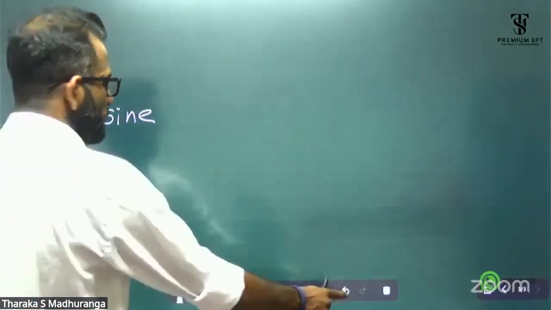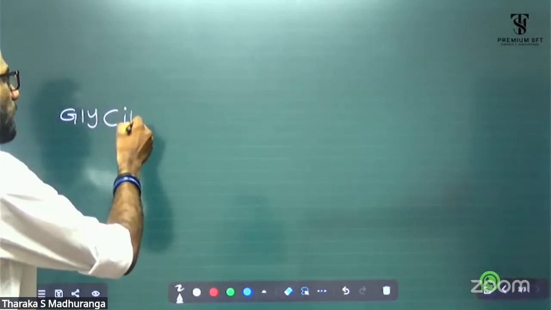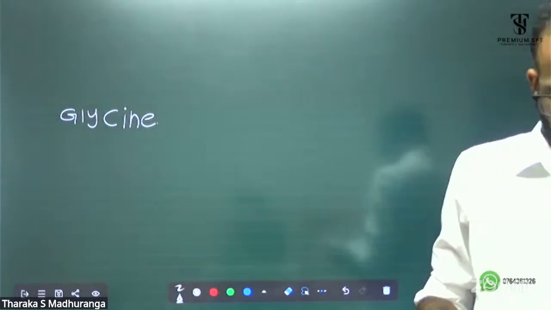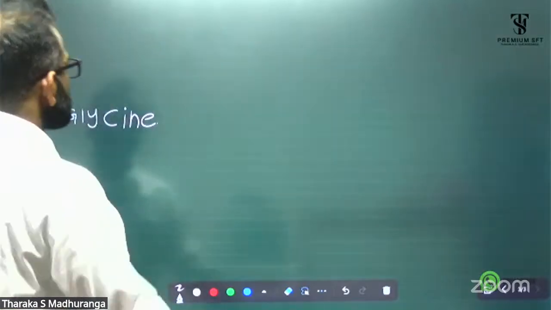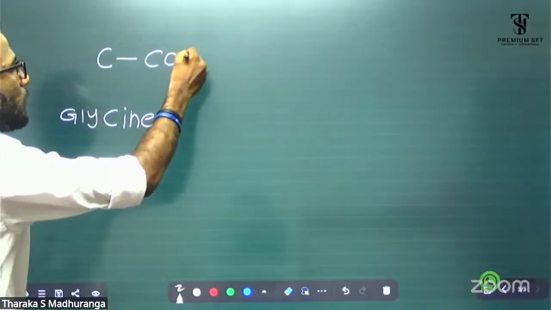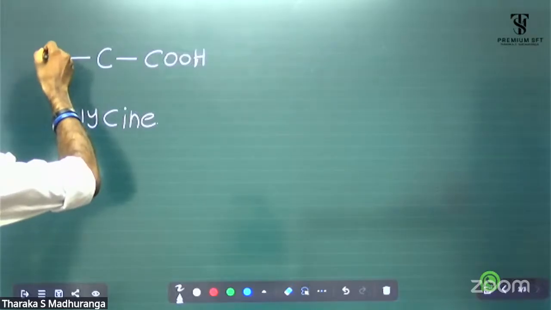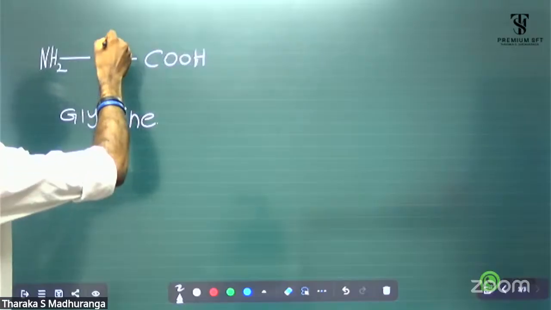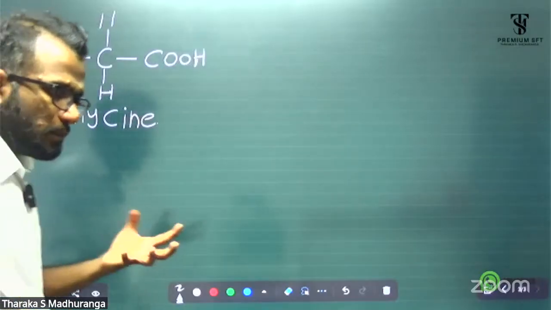So, glycine. Okay, this is the structure of glycine. This is the alpha carbon, COOH, the carboxylic group, the amine group, NH2, and hydrogen. This is the R carbon chain, which is replaced by another hydrogen.